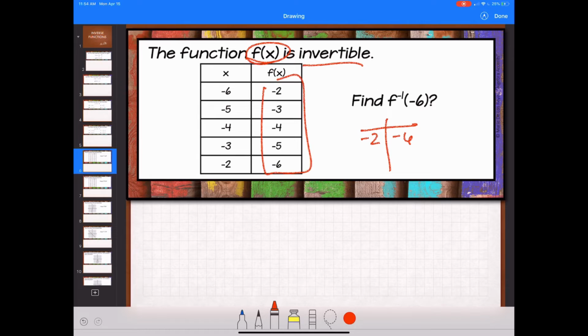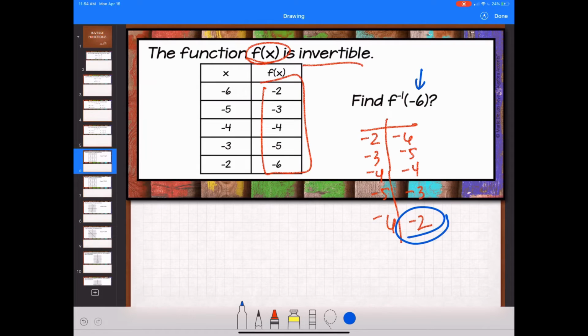So I'm going to start out by writing all my y values down as x's. And honestly, just for this example, I'm going to show you the entire table. So here I'm asking for, on the inverse function, when x is -6, what is y? Y is -2.